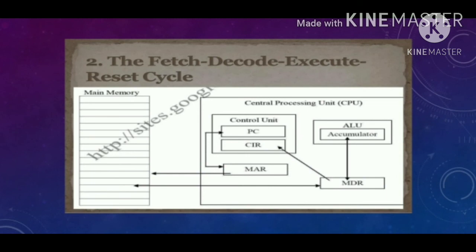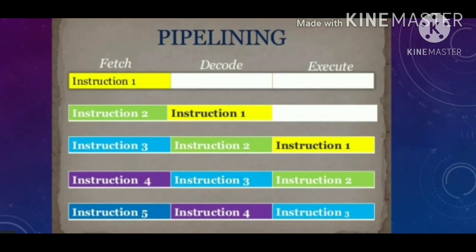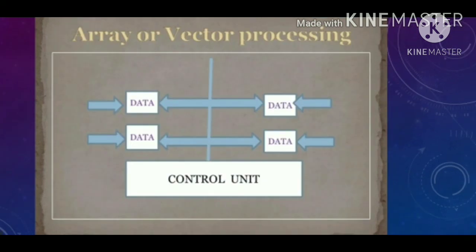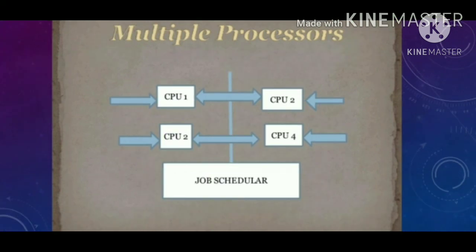This is the fetch, decode, execute, reset cycle. This is the pipelining. Array or vector processing, control unit to the data. Multiple processor.